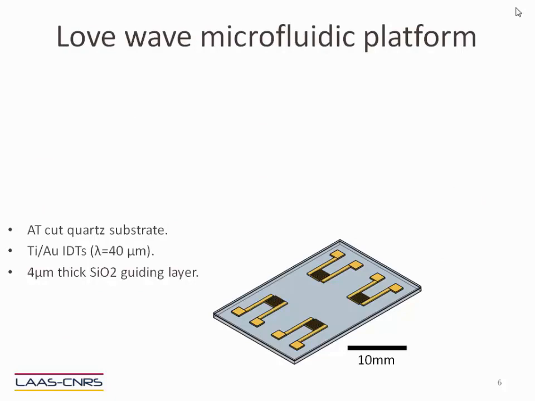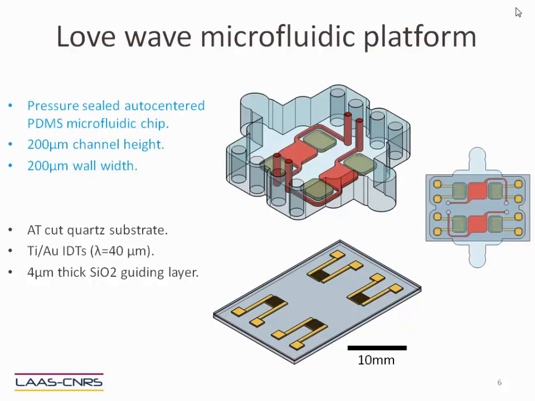Our devices are made with standard microelectronic processes. We start with an AT-cut quartz substrate. We do thermal evaporation of titanium and gold layers, and we use a lift-off process in order to obtain the IDTs with a wavelength of 14 microns. As it is a Love-wave sensor, we have a guiding layer because it's a guided mode we are using. So we use a 4 micron thick SiO2 guiding layer on top of the structure.